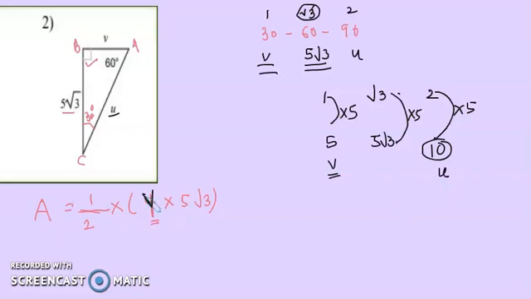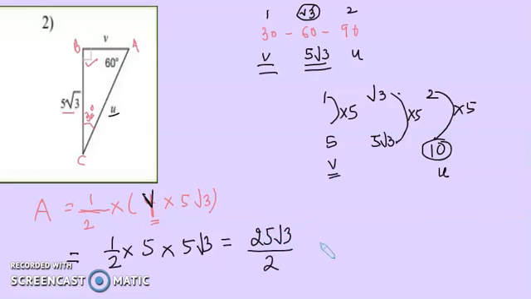We are required here to find V. So our value of area now is 1 by 2 times 5 times 5 root 3, which finally gives us 25 root 3 by 2, and that is our answer.